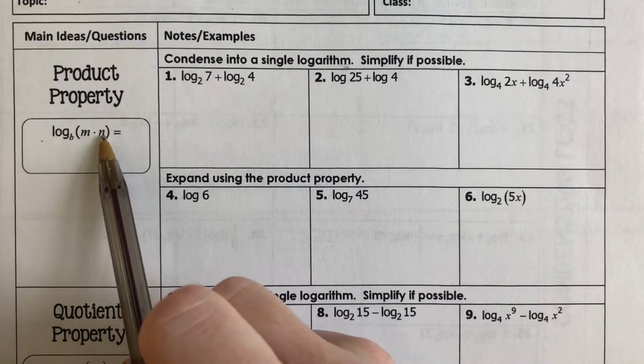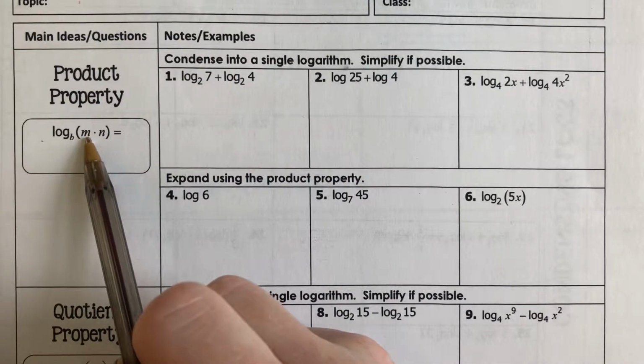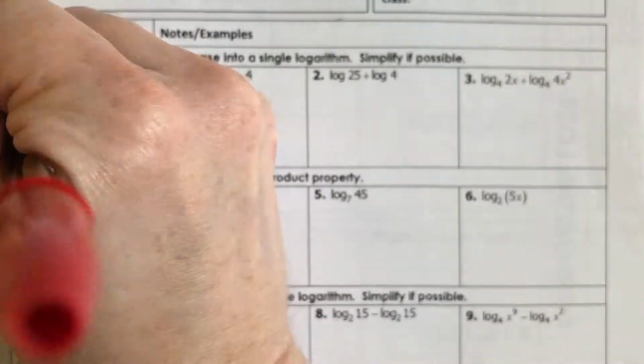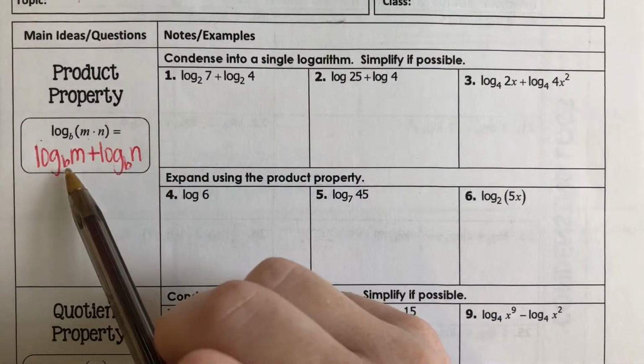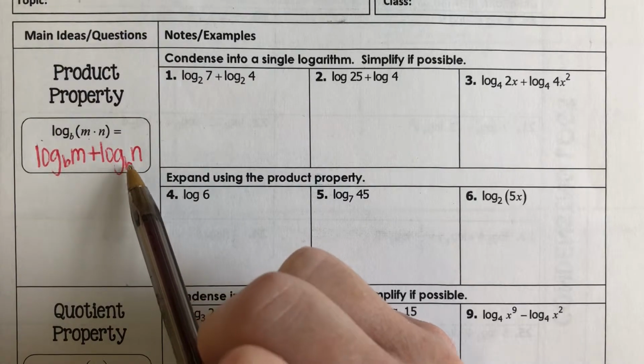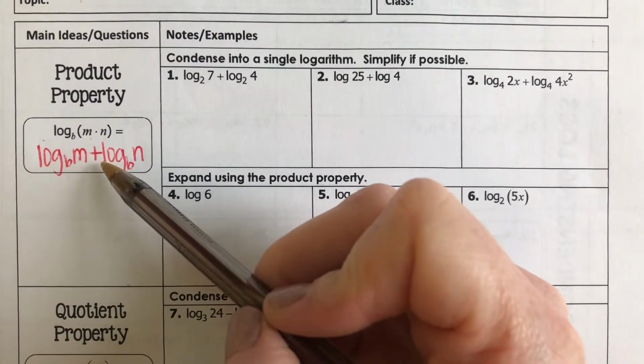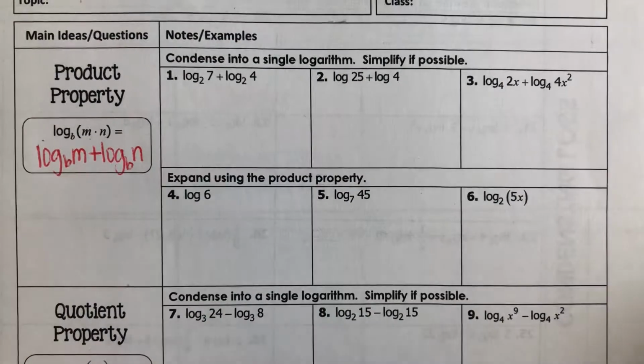If I have two numbers that are being multiplied together and I'm taking log base b of that product, I can actually split this apart into two separate logs. I can do log base b of m and log base b of n, and I'm going to add those two logs together. So log base b of m plus log base b of n. Now, multiplication is just repeated addition, so that makes sense in how I split it apart.